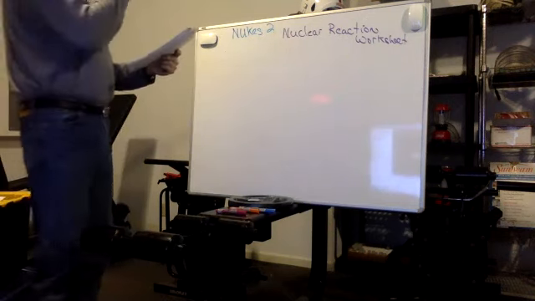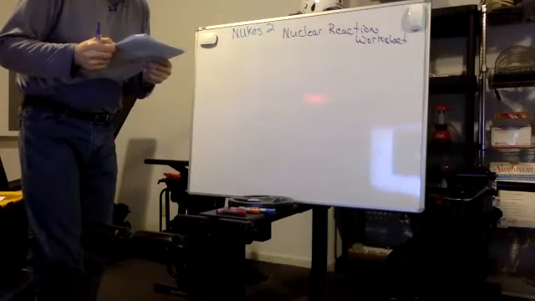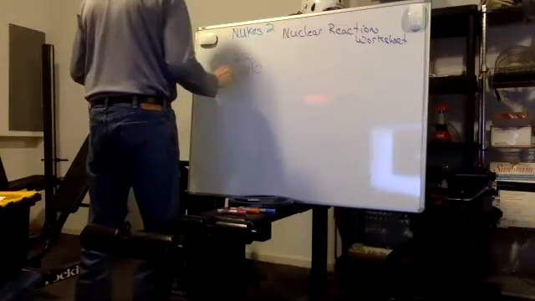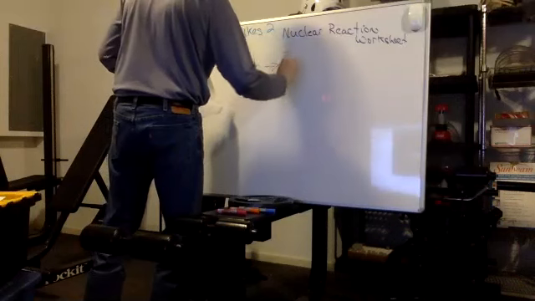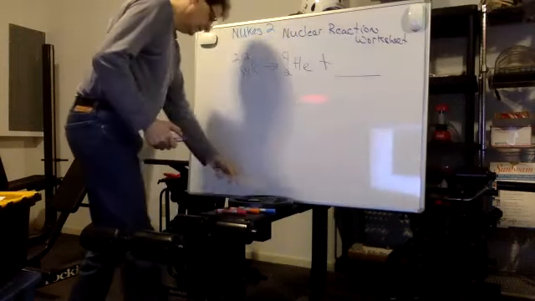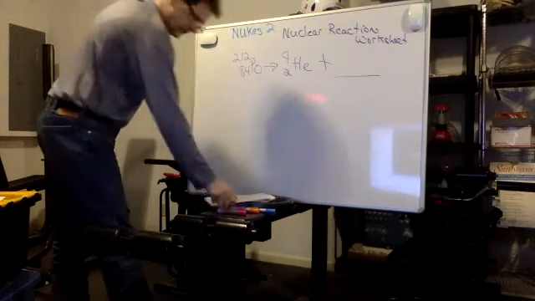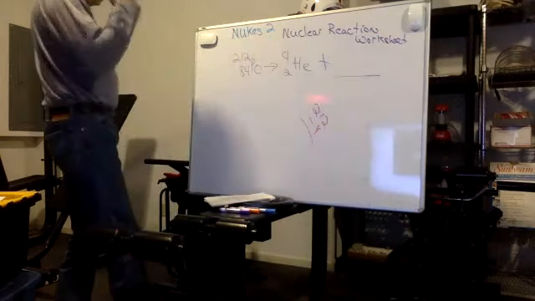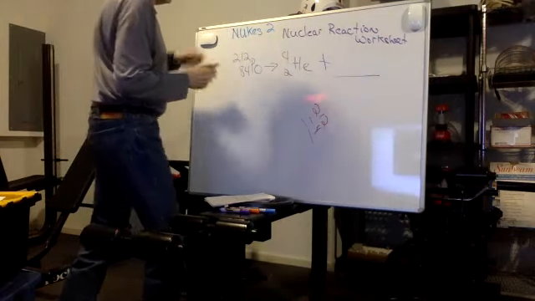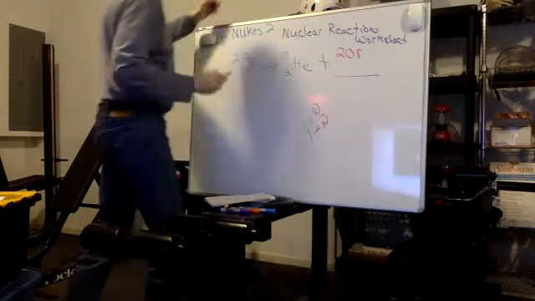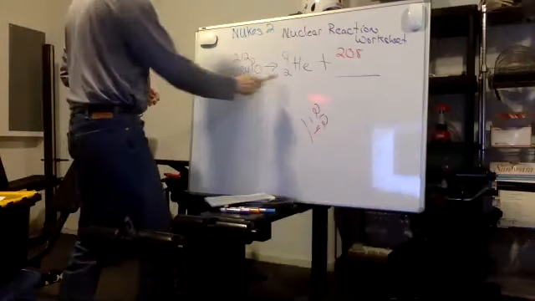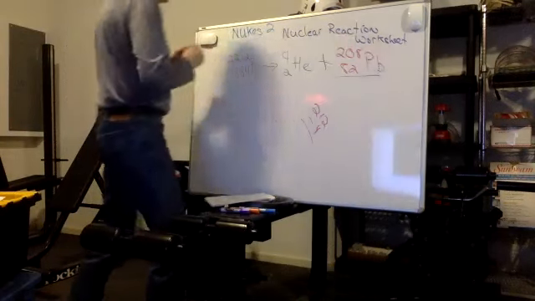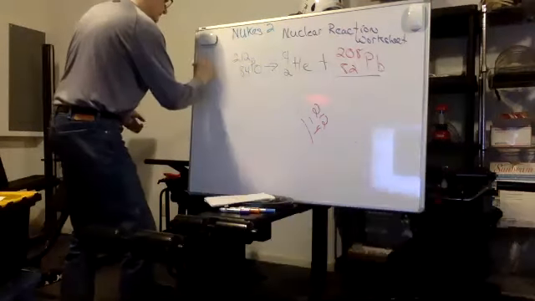That first one is going to be 212. Printing was not of high quality. All right, let's take a look at this. 212 minus 4, and that's going to be 208 on top. Okay, bottom would be 84 less 2 would be 82, and that's going to be lead in there. And this is number 1.